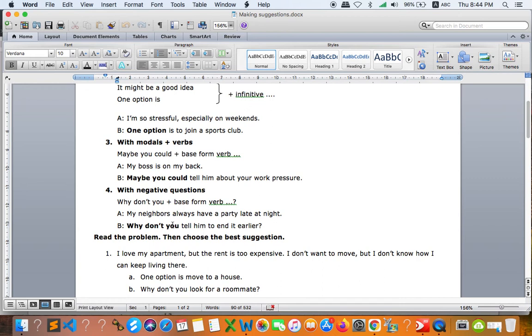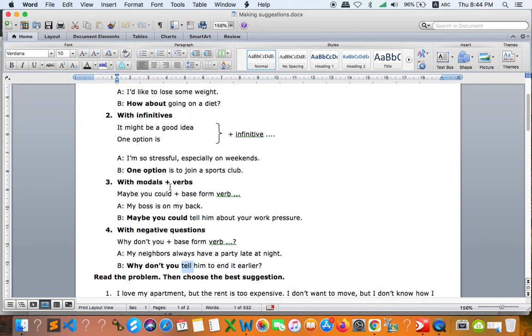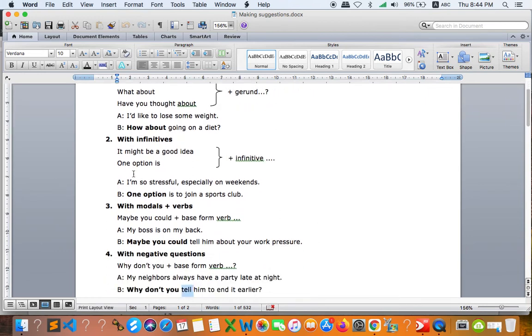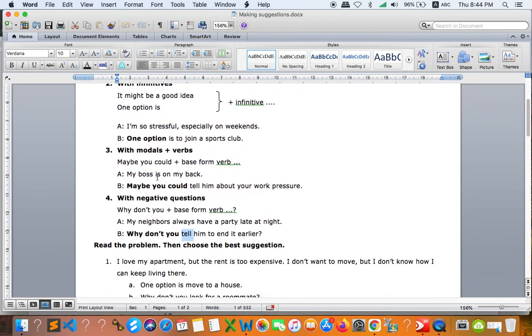All right, so why don't you? And then we have a base verb right here. Once again, in order to make suggestions, we can have these four, but of course we can have some more, but in the lesson we only have these four ways. One is with gerunds, infinitives, modals, and negative questions. So make sure that you stick to the form of each in order to make suggestions.